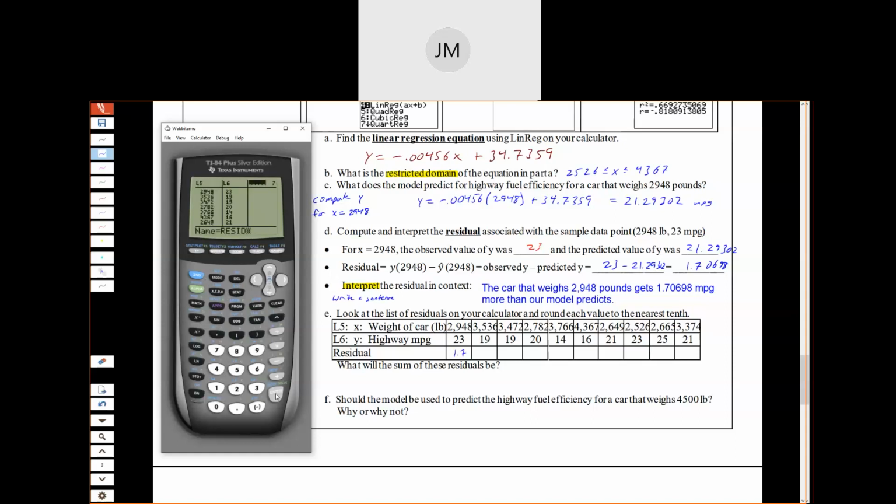Okay, that's the list that I want here, and I hit enter, and that will give me all of my residuals. Okay, so rounding to one decimal place, I can see I got, okay, there's my 1.7, 0.4, 0.1, and so on. So I can just write them all down.